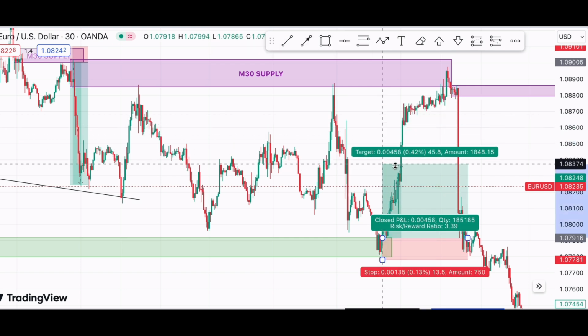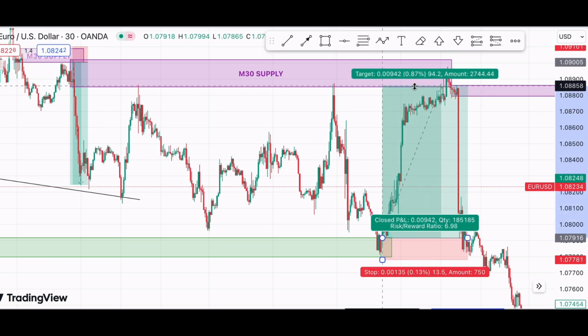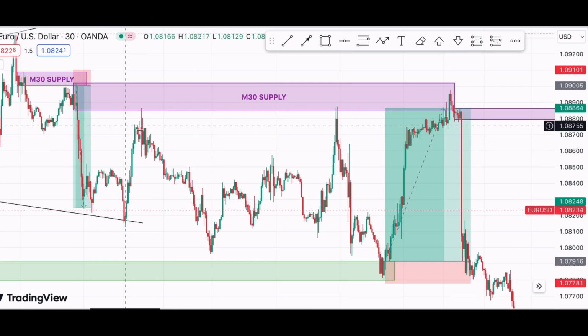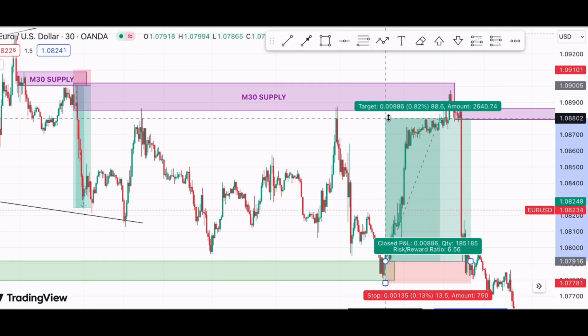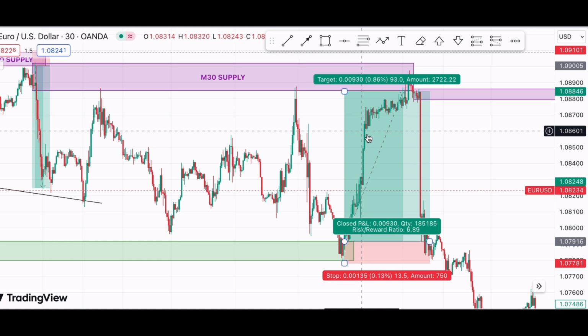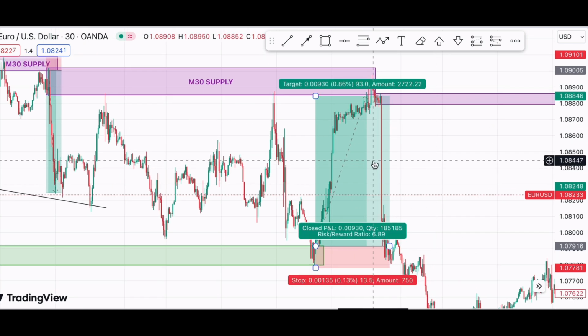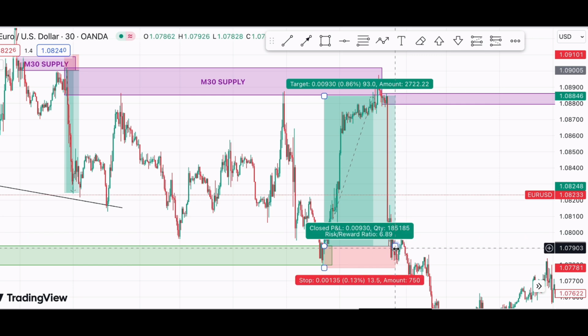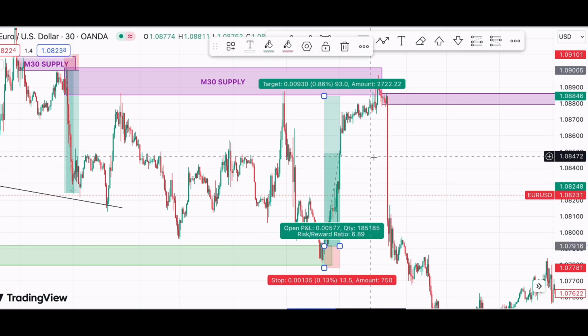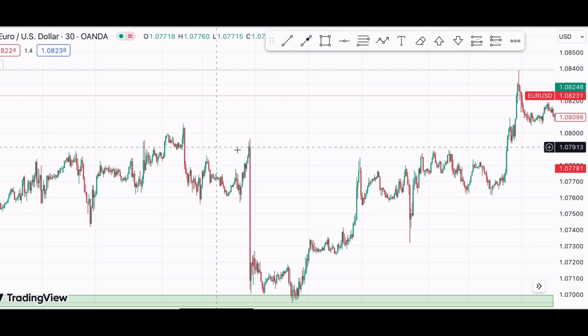then look for the next strong supply. Right here, this is another supply zone again. So yes, it responds again from this supply. We have around 7 risk reward ratio for this setup.